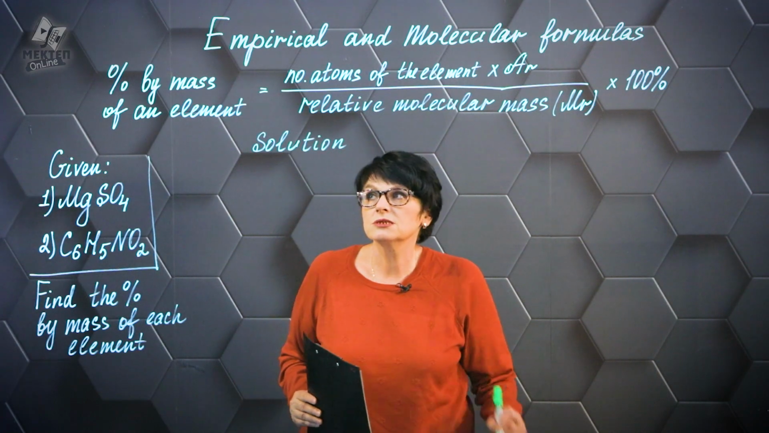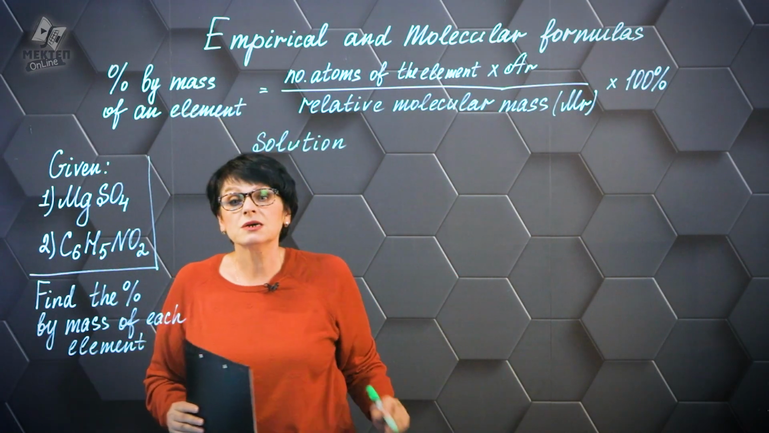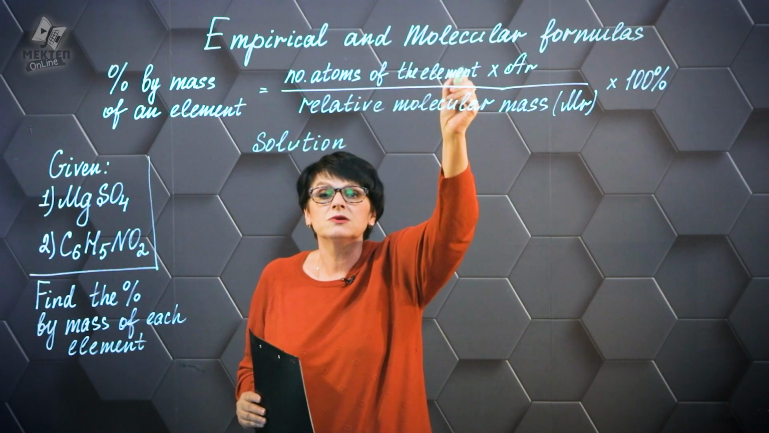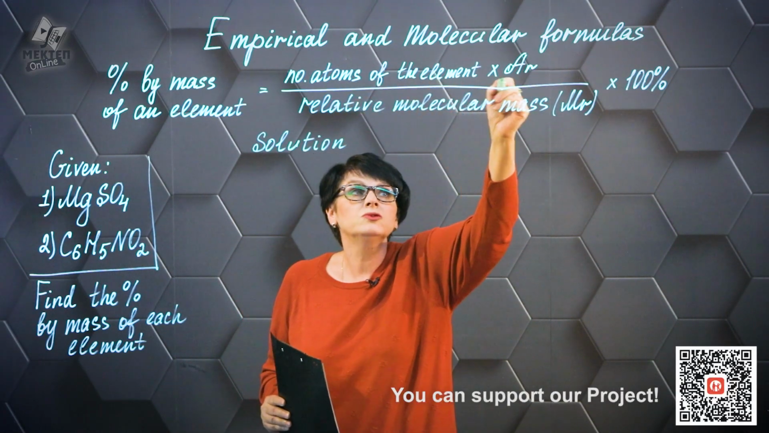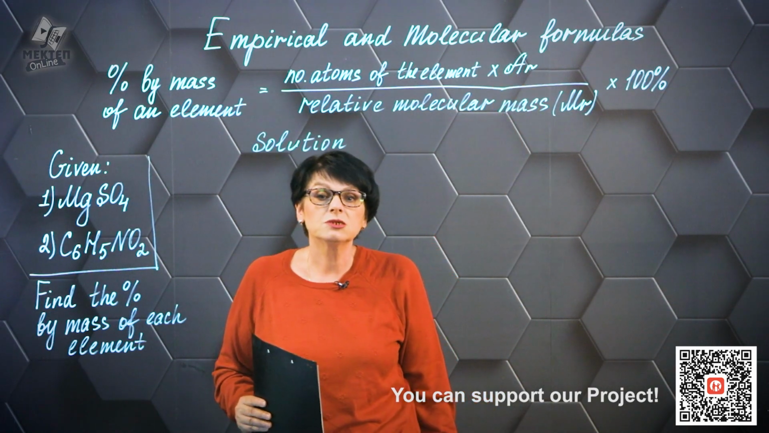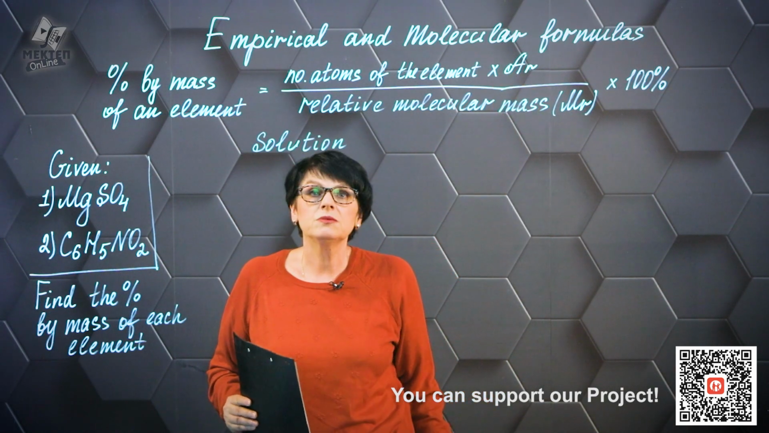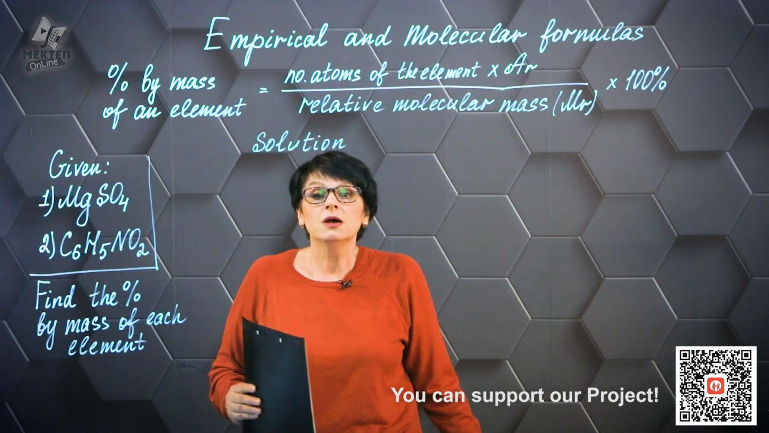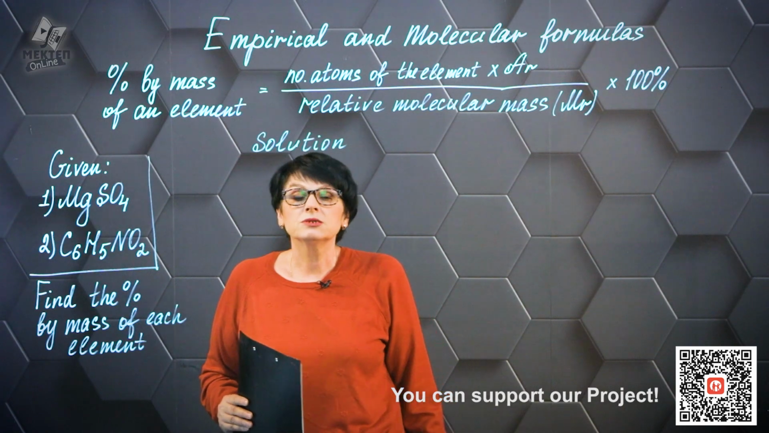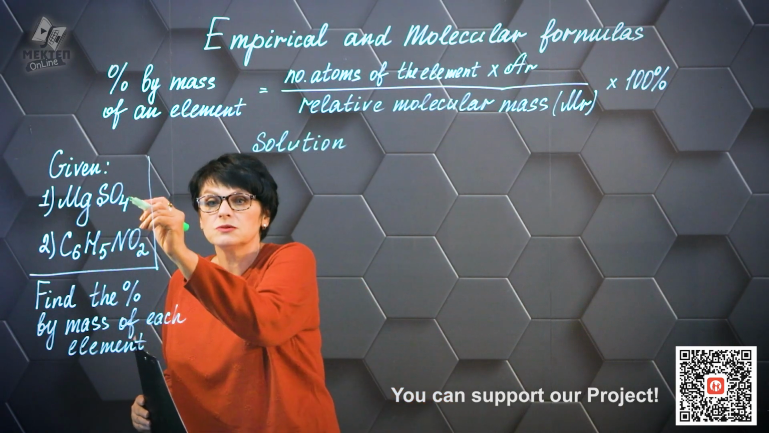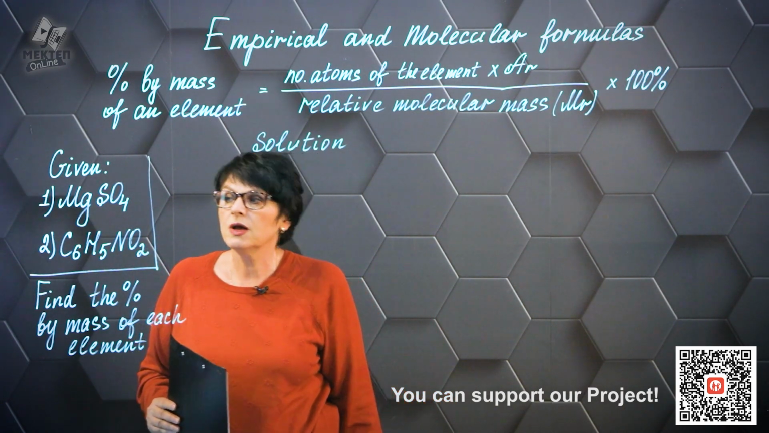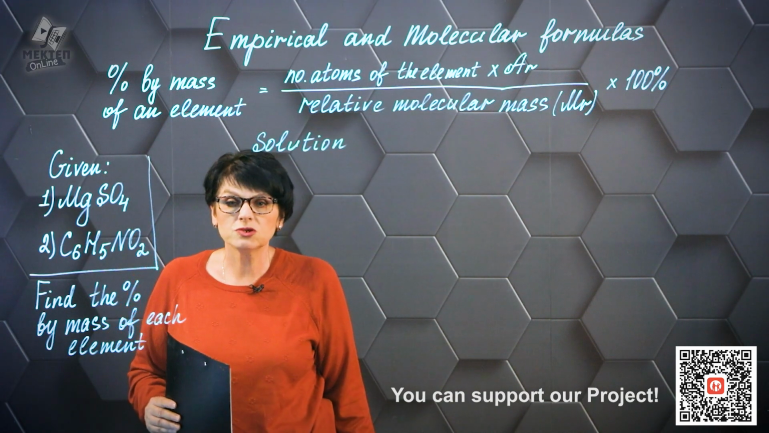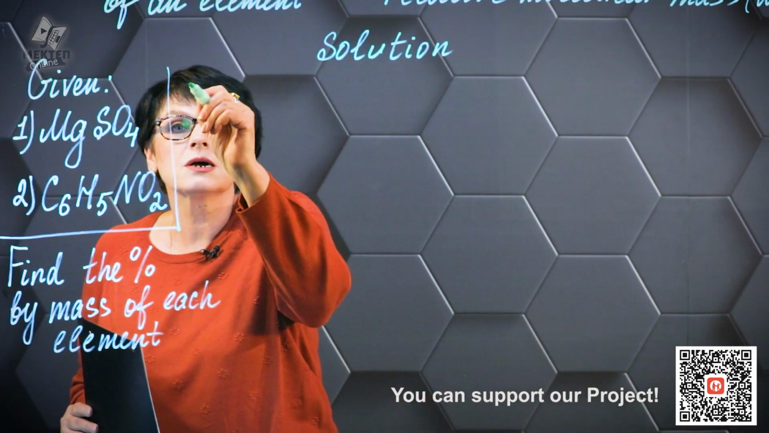What is percentage composition? Here, I have specifically shown what it is. This is the ratio of the number of atoms of each chemical element in the formula, multiplied by its relative atomic mass and related to the relative molecular mass, expressed as a percentage. How do they solve such problems? Let's try to do this for two examples. The first example is magnesium sulfate, and the second example is the organic compound nitrobenzene.